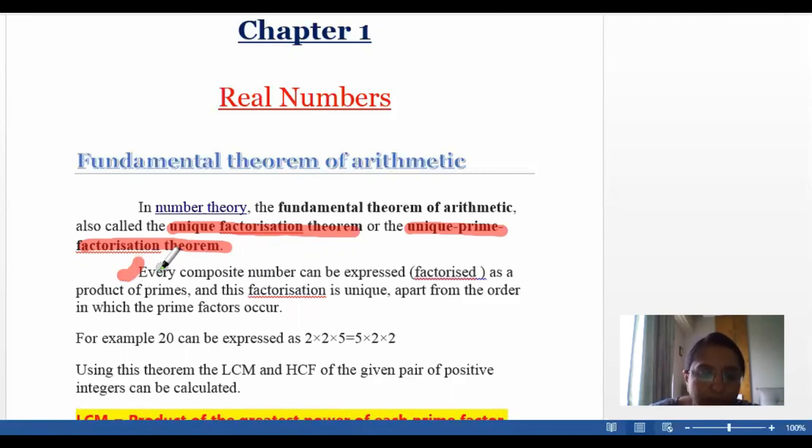Sometimes they will ask in the exam, state the fundamental theorem of arithmetic. So, what is the statement? Every composite number. What do you mean by composite number? We discussed in earlier videos. A composite number is one which has more than two factors. For example, 4 is a very simple example of a composite number.